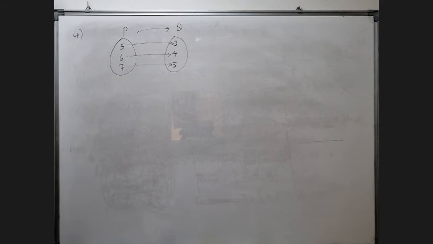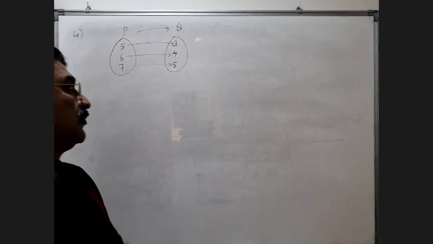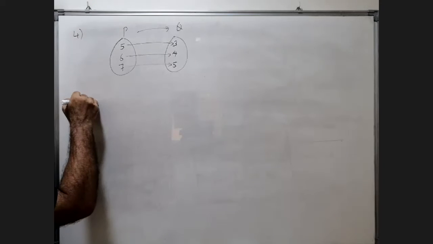7 to 5. The question is, write this relation in set builder form and roster form. What is the domain and range? First we write roster form.